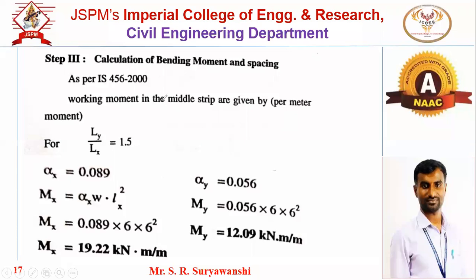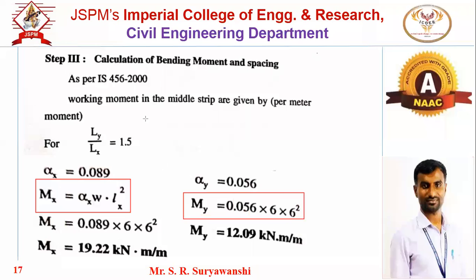Now, once we have calculated the load, next is the bending moment calculation. This bending moment calculation will be the same as what we have studied in RCC design. For the two-way slab, for bending moment calculation, there will be a coefficient in the x direction, or we can say the shorter span, and in the longer span, alpha x, alpha y. And the moment in the x direction or the shorter direction is given by alpha x w lx square.